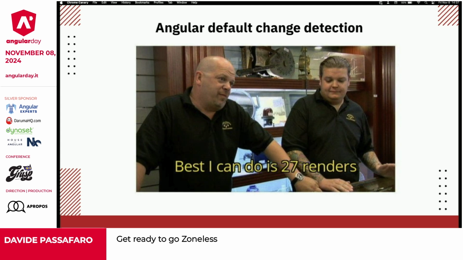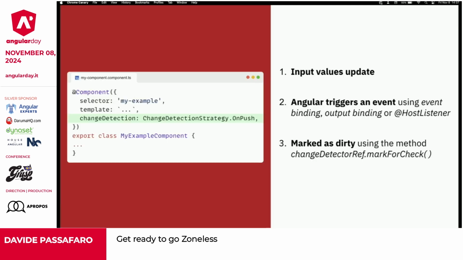Yeah, so in order to limit this behavior, we can use the onPush strategy. The onPush strategy is a way to tell Angular to skip some components during change detection unless one of these three events occurs. So if we have an input update, if Angular triggers an event through output binding, event binding or host listener, so methods that Angular triggers, or we mark the component as dirty using the markForCheck method. So we are saying to Angular, hey, I would like you to check this component again during change detection.